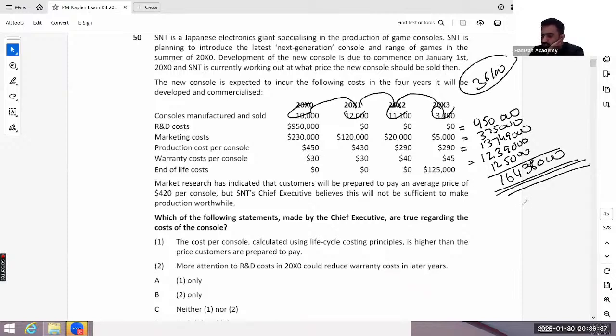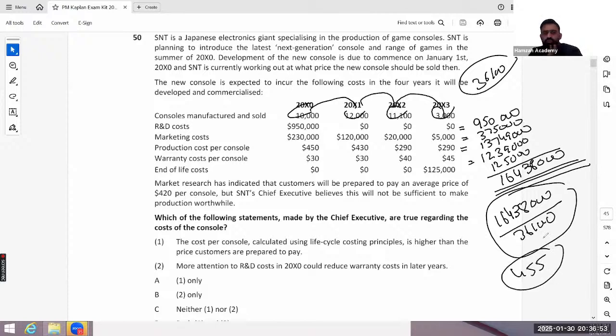36,100 units we are going to make. Now, if we divide the total cost by 36,100 units, your cost per unit will be almost 455. And you're suggesting the sale price of 420. That means statement 1 is a true statement. We agree with it.